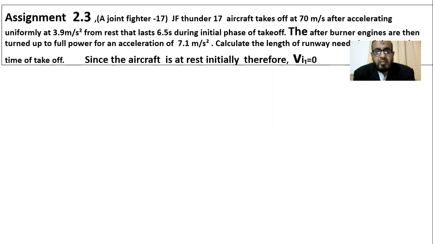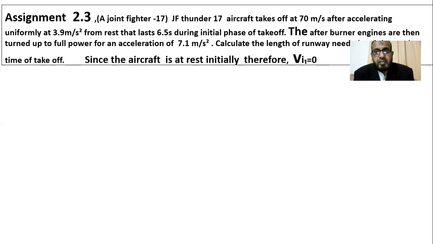During this, since the aircraft starts from rest, its initial velocity Vi1 will be taken equal to 0. The acceleration of the aircraft is 3.9 meters per second square, and the aircraft moves with this acceleration for 6.5 seconds during the first phase of movement.